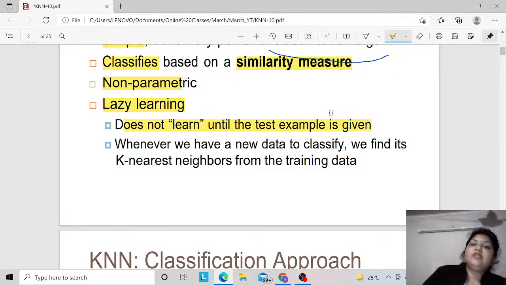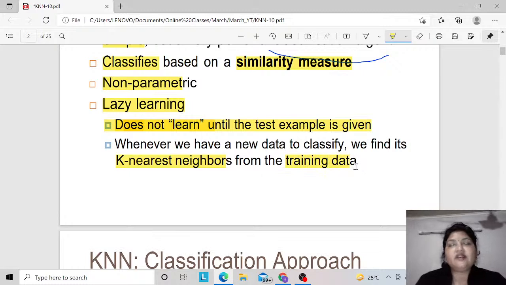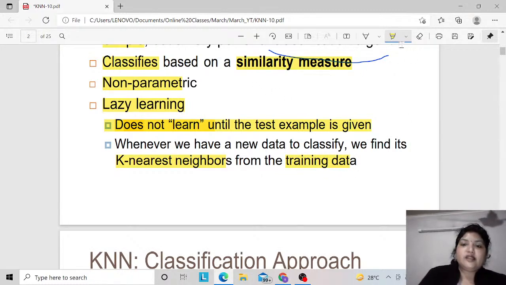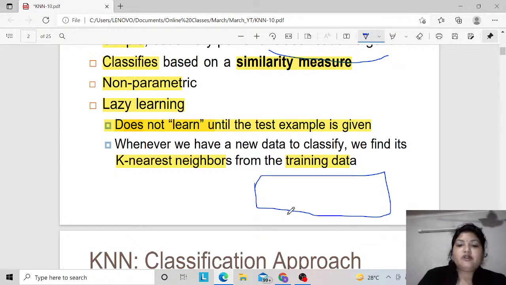So we need to take an example for making the machine learn. Whenever we have new data to classify, we find its k nearest neighbors from the training data. Before moving into the detail, I will tell you some of the data set part also. Whenever we have a data set, it is divided into two parts. The first is training data, through which we train the model, and testing data, through which we are going to test the model.